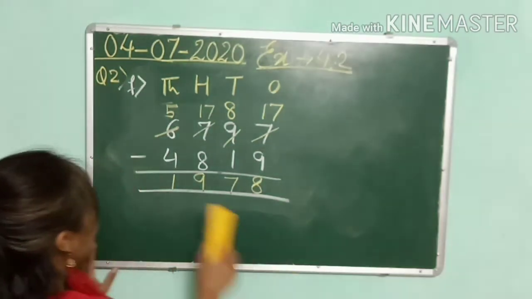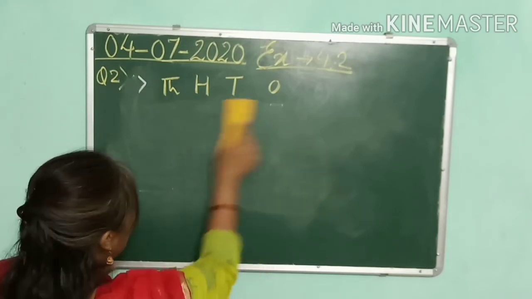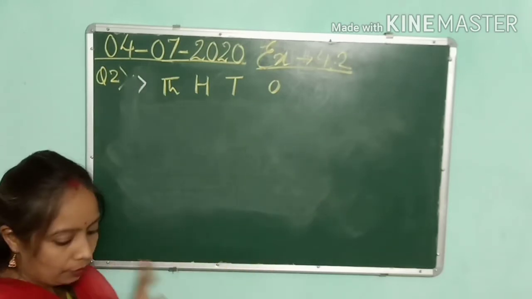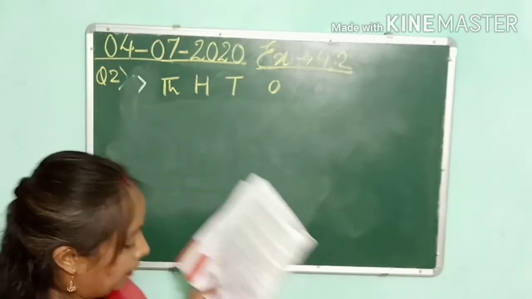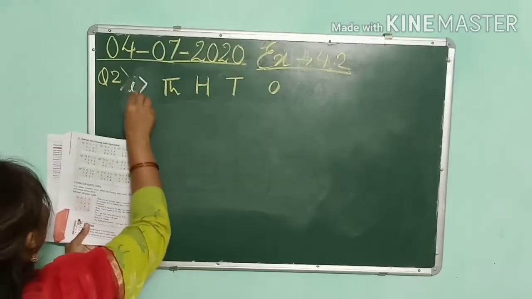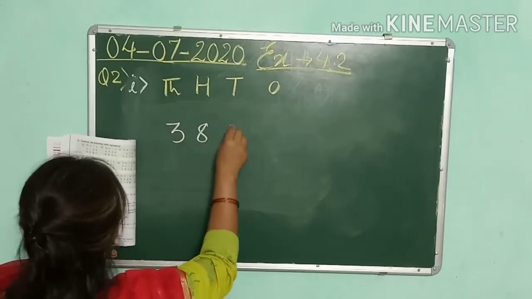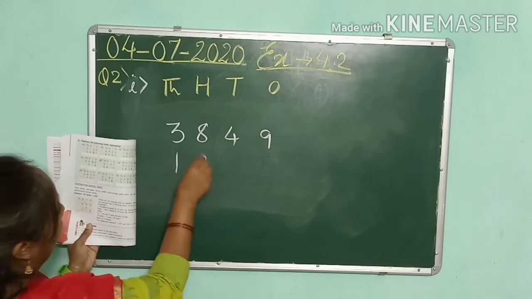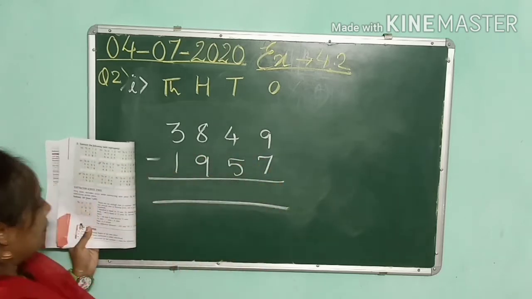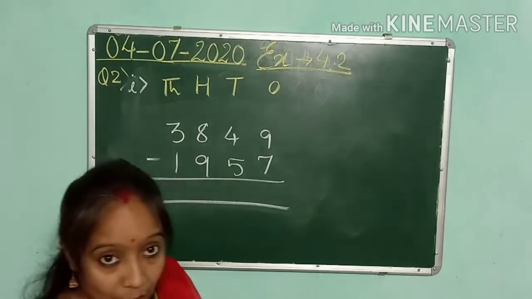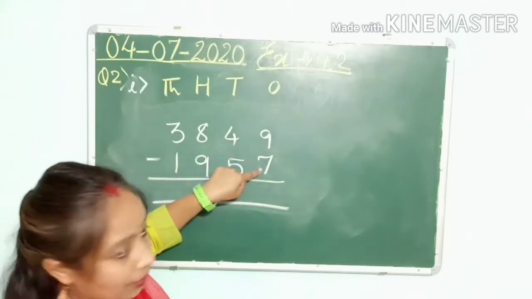All the sums, children, you will do in the book also. In your notebook also you will solve, and in the book also you will solve, because it needs practice. Okay. So in our question number I, children, our number is 3849 and subtract 1957. Okay. Let's start. Under the ones column you have to do now. So under the ones column you have to subtract 9 and 7.